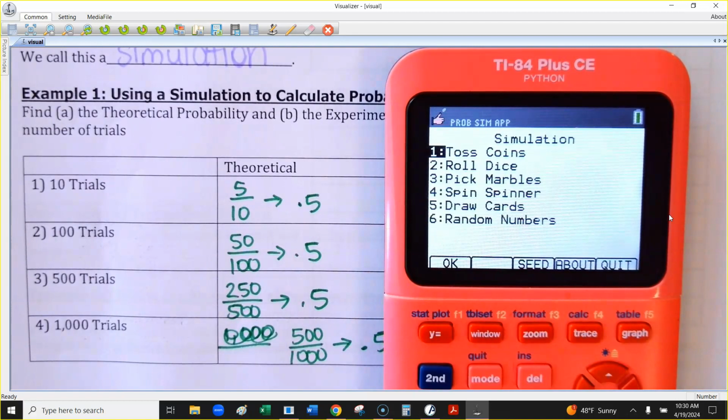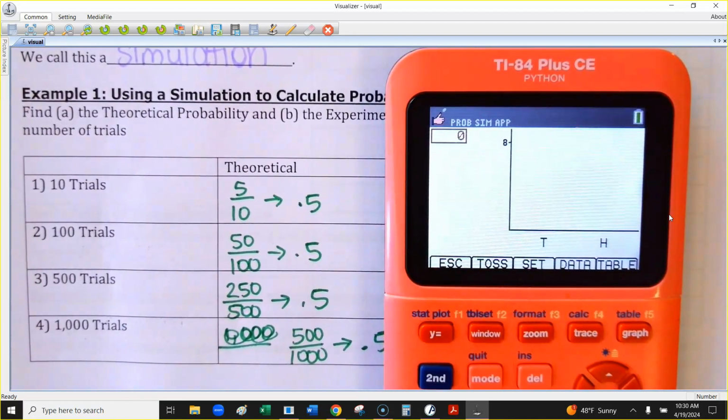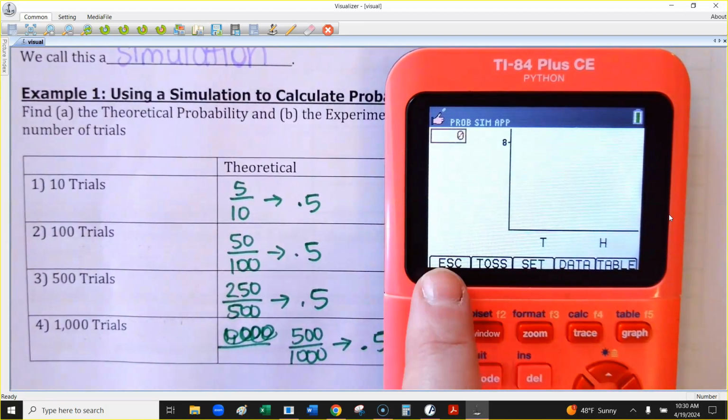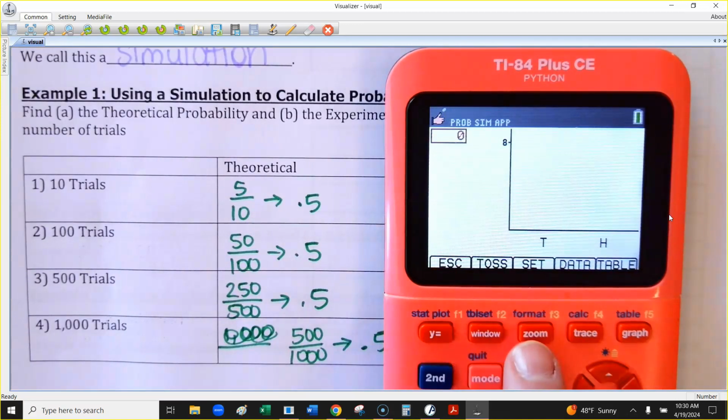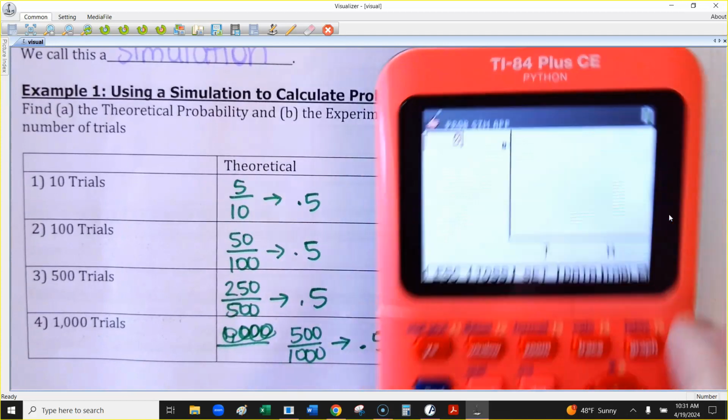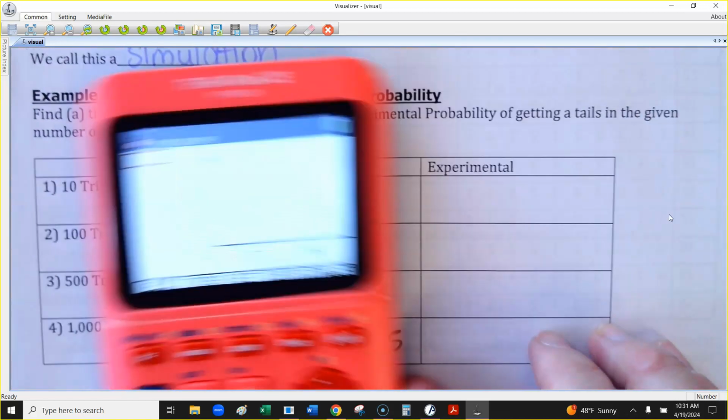We're going to do toss coins, so I'm just going to hit enter. And the menu that you're going to use is kind of across the bottom of the screen. I just did it 10 times, you know, 5 and 5. Okay, well, maybe not. It depends on your calculator.